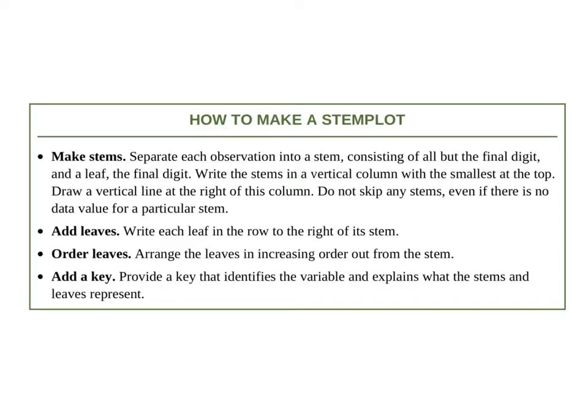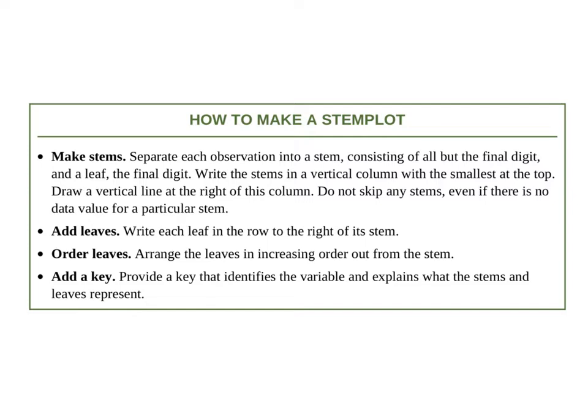And here are 4 major steps on how to make a stem plot. So you make the stems. So that's that left-hand side, if you're thinking of it like a list. You write the stems in a vertical column with the smallest on the top, so it goes smallest to greatest. You draw a vertical line at the right of this column. Do not skip any stems, even if there is no data value for a particular stem. So let's say you go from 60 to 120, and you don't have an 80 anything. So you still write 8, there's just no numbers to the right of it.